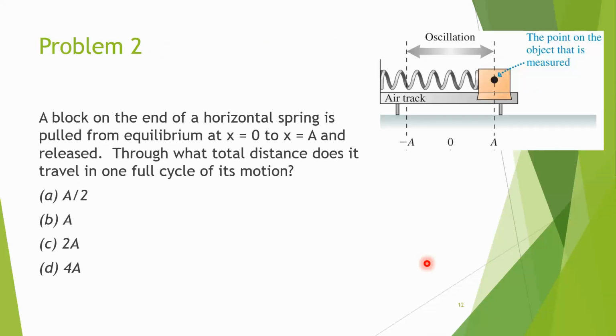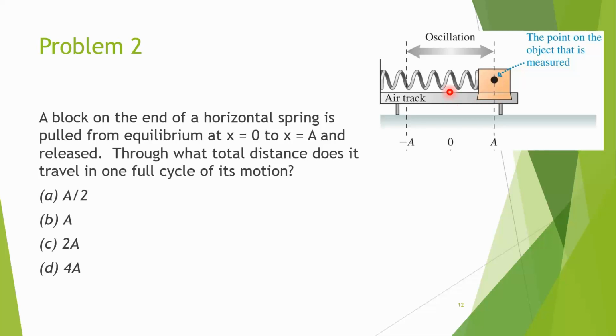All right, here's another question. Let's say the block on the end of a horizontal spring is pulled from equilibrium 0 to A and released. Through what total distance does it travel in one full cycle of its motion? So it's going to go from A, across, back to negative A, back to 0, back to A to make one full cycle. So let's figure out how far it goes.